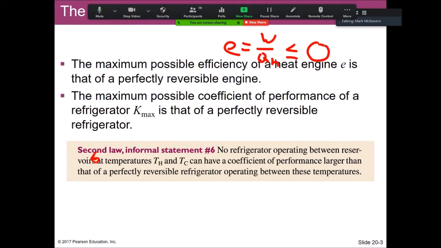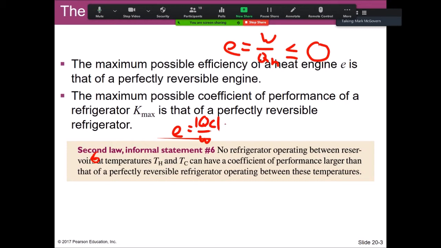It's not just that you can't reach 1. No. There actually is a smaller number than 1 that you can't reach. And the same thing for a refrigerator. Remember, the efficiency of the refrigerator is we had to look at the cold reservoir divided by the amount of work that we do. Okay? And obviously this is an absolute value because we want to make sure that we don't have our E negative. It doesn't make any sense.